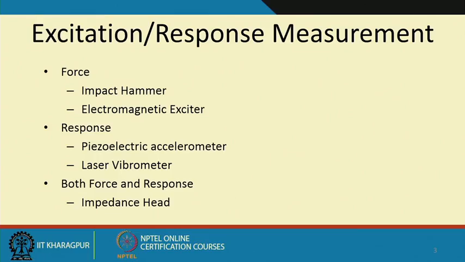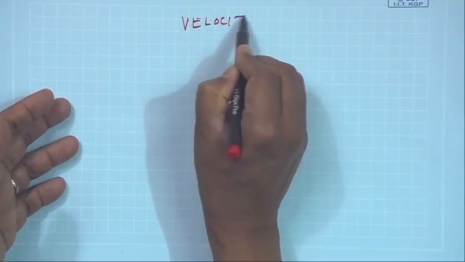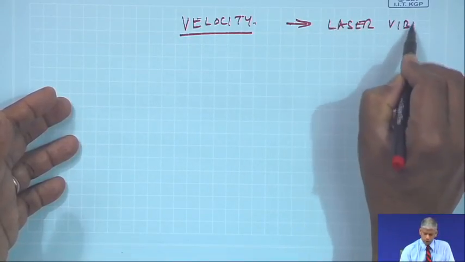And of course, the response, as you know, we can measure by vibrations, and the best way to measure vibrations is through a piezoelectric accelerometer. But if the structure is very light, very delicate, a heavy piezoelectric accelerometer would load the structure. So, we can use what is known as a laser vibrometer, where we focus the laser to measure the velocity, and we had seen this in one of our earlier lectures.